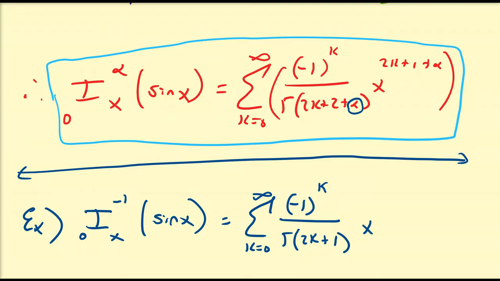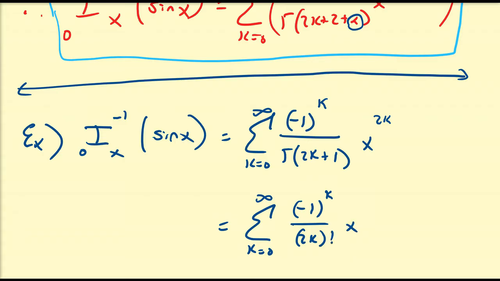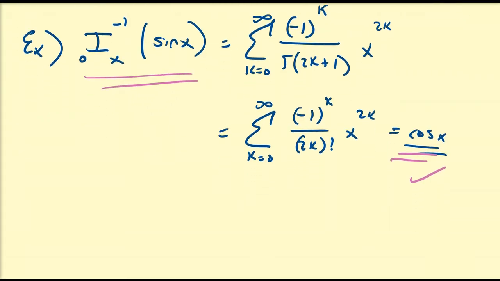And then we have x to the power of 2k plus, with alpha = -1, the 1 and -1 cancel. Remember, k is an integer, so 2k+1 is also an integer, so we can represent this as a factorial expression. So this is the sum from k equals 0 to infinity of (-1)^k over (2k)! times x^(2k). As we know, this is the Taylor series for the function cosine of x. So via this representation, we have shown that the Riemann-Liouville fractional integral of order -1 of sine is equal to cosine. So that at least checks out.